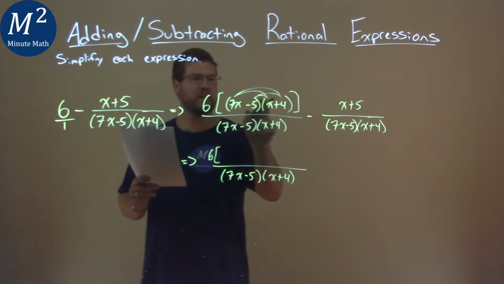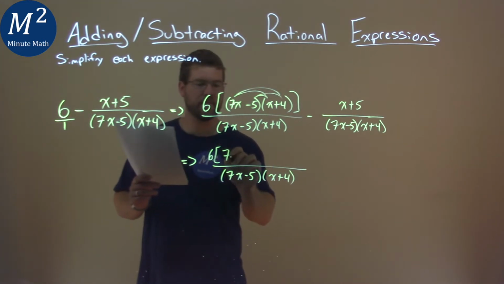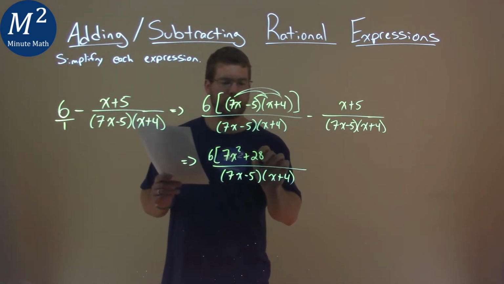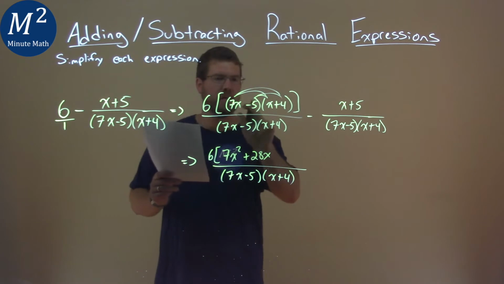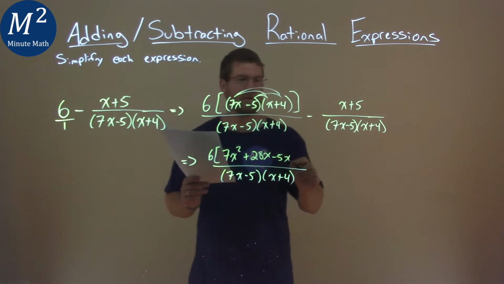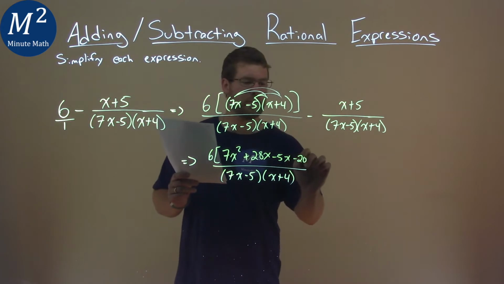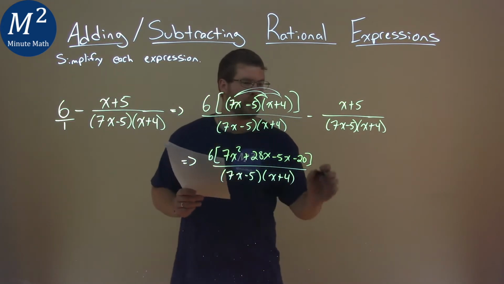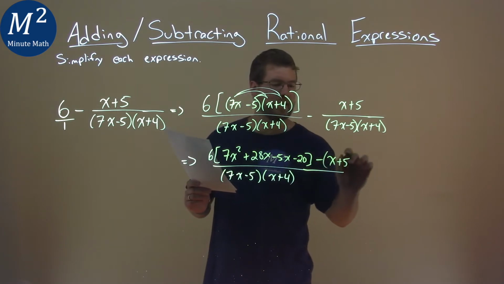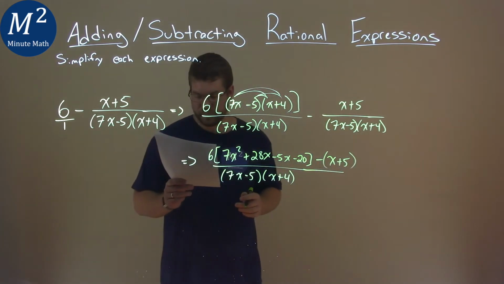And in doing so, 7x times x is a 7x squared. Then 7x times 4 is a 28x. Negative 5 times x is a negative 5x. And negative 5 times 4 is a negative 20. Okay? Then we still have to subtract that x plus 5 and make sure it's in a parenthesis there.